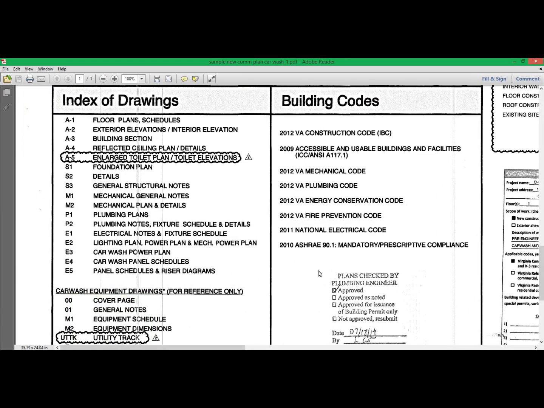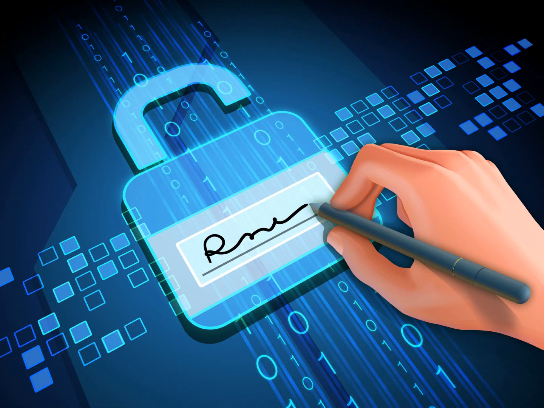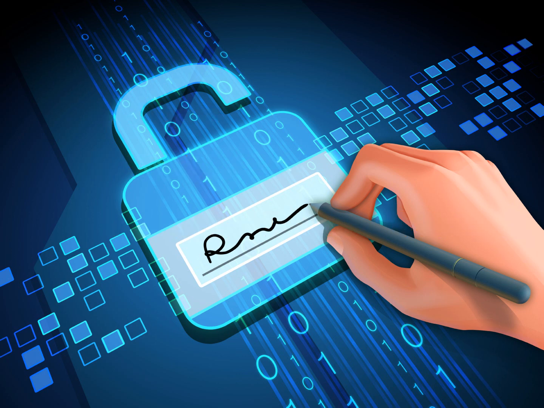In accordance with the Virginia Department of Professional and Occupational Regulation as detailed in Virginia Administrative Code 18VAC10-20-760 Part C, an electronic seal, signature, and date are permitted to be used in lieu of an original seal, signature, and date when the following criteria and all other requirements of this section are met. 1. It is a unique identification of the professional. 2. It is verifiable. And 3. It is under the professional's direct control.